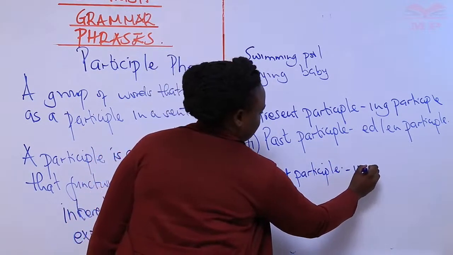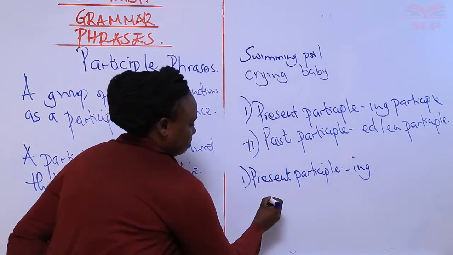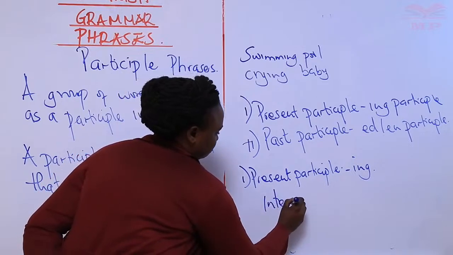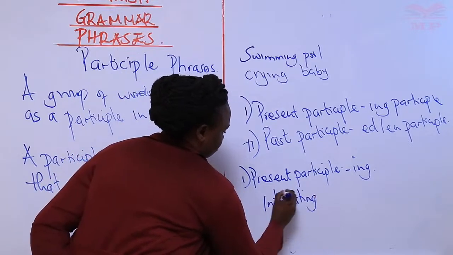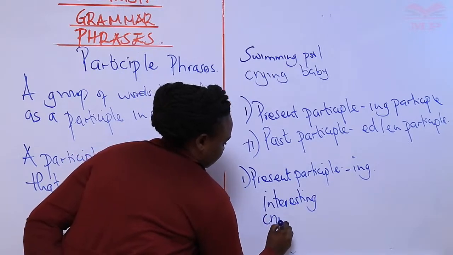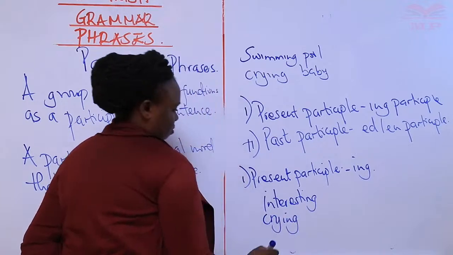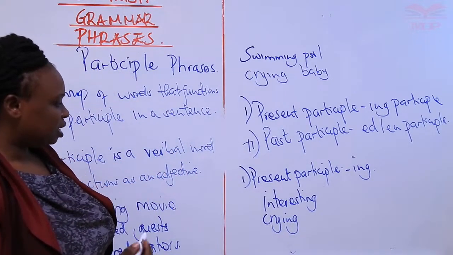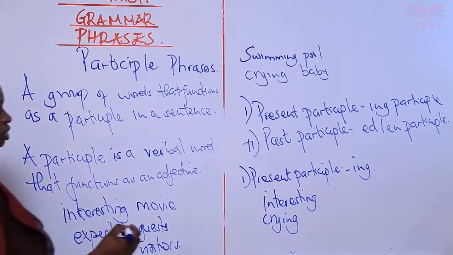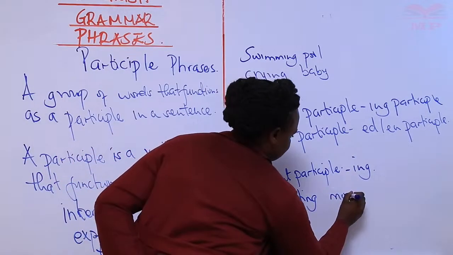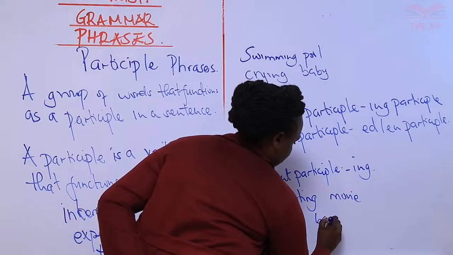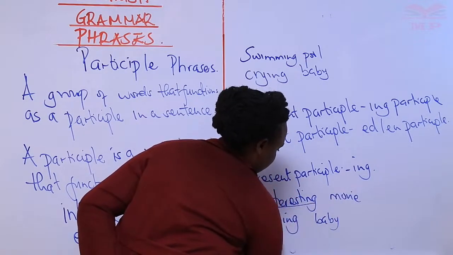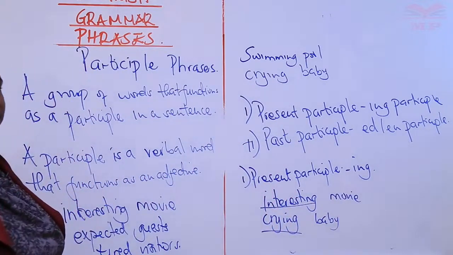So when we begin with present participles, they are in the form of ing. For example, interesting, crying. Okay, they are ing participles. So, for example, now we have interesting movie, crying baby. The underlined words are the participles.